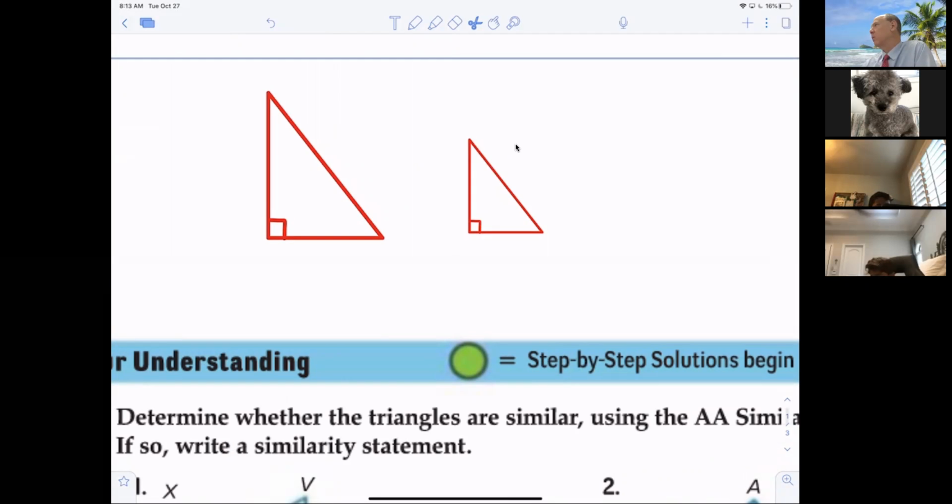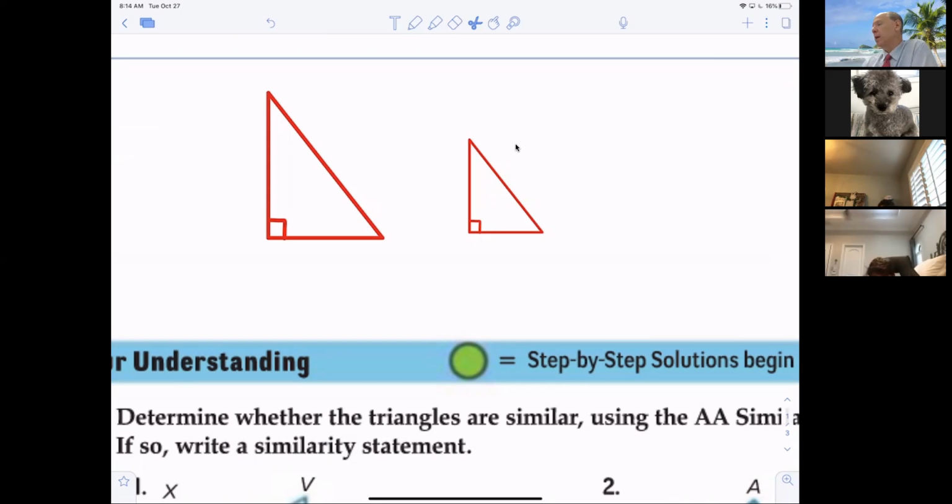All right, so what was one of the rules for similarity? If the angles are congruent, right? And the sides are what? Proportional. All right, well, there's two ways. Well, there's more than two ways, but today I think we're going to study two ways that you can tell if triangles are similar, right?